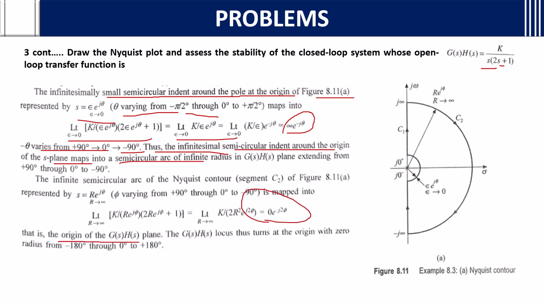Then that is the origin of the g of s into h of s plane. So the g of s into h of s locus thus turns at the origin with 0 radius from minus 180 degree through 0 to plus 180 degree. It will just turn like this. Okay.